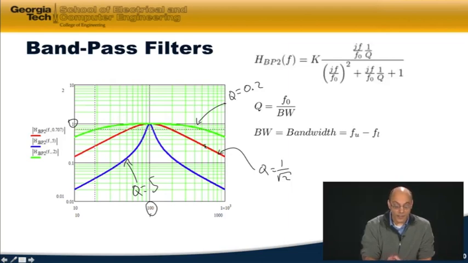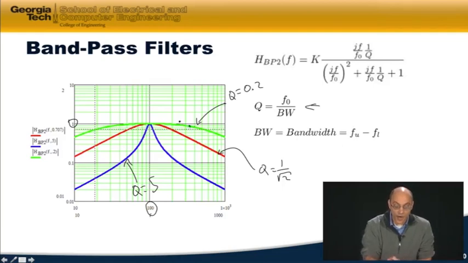Now we can relate the quality factor to the center frequency and the bandwidth of the filter through this equation. So for a given F0, as we increase the Q, the bandwidth must decrease, where the bandwidth is defined as the difference between the upper cutoff frequency and the lower cutoff frequency, the frequencies at which the magnitude of the gain is down by 3 dB.